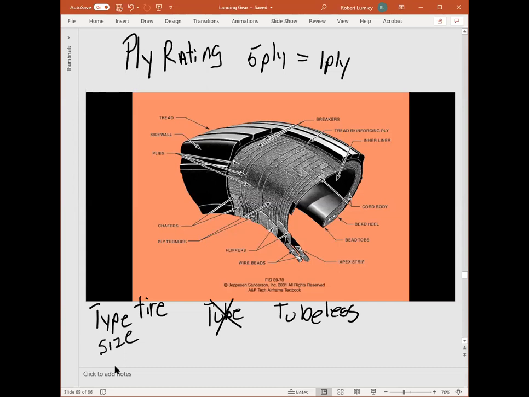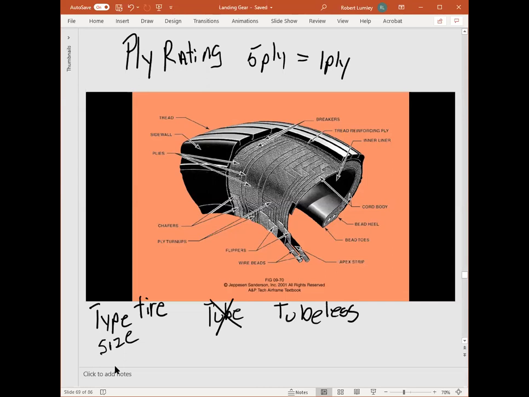So let me ask you a question. Ready, Kayla? Yep. How can you identify a tube type tire? It won't say tube or tubeless. Very good. It will not indicate it being a tubeless tire. Okay. How can we identify a tubeless type tire? It'll be printed on the sidewall. Very good. Okay.